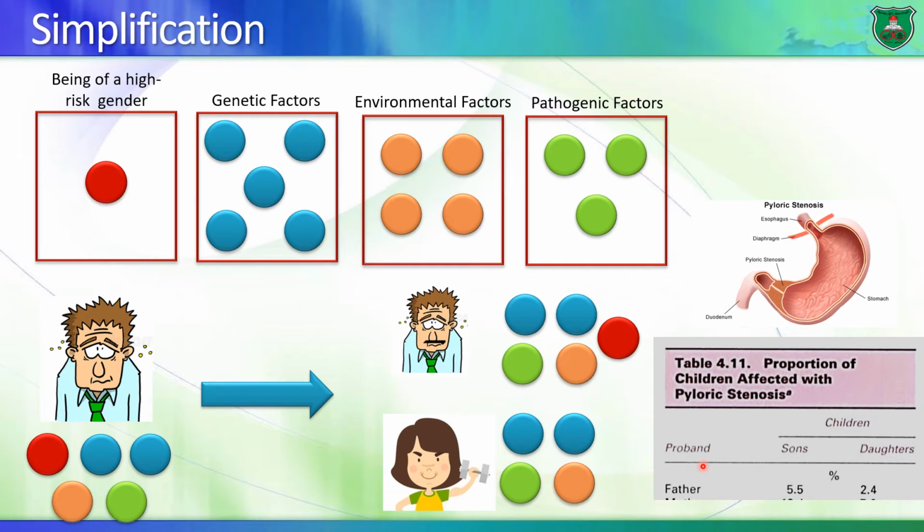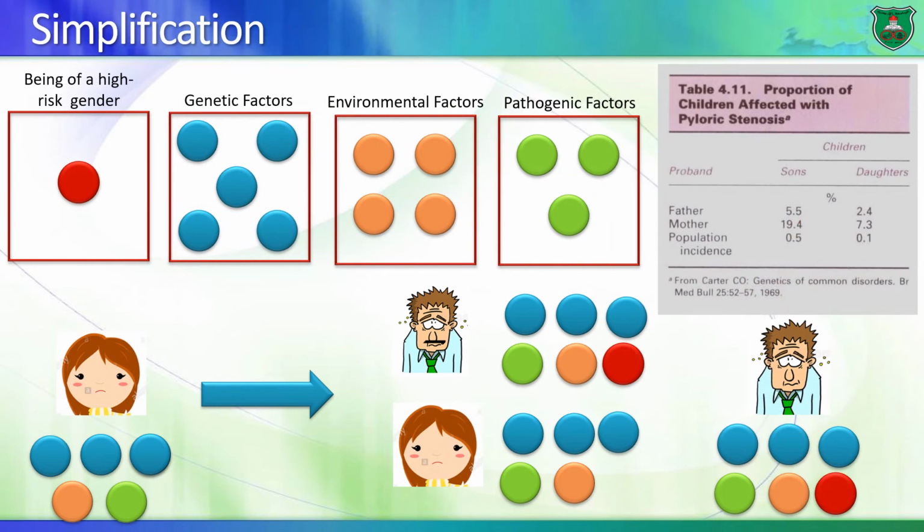And this can be illustrated right here in this condition, pyloric stenosis, where you have narrowing of the canal that links the end of the stomach with the duodenum. Now, the thing is, if the father is affected, there is a higher chance that his sons would be affected than his daughters. Okay?